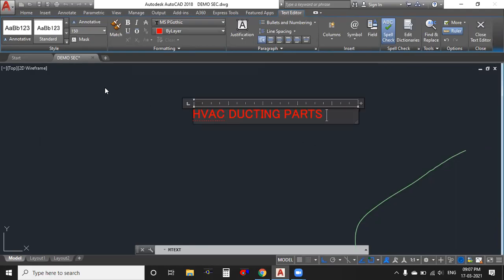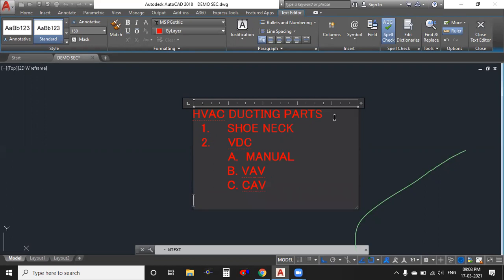HVAC ducting parts. Here we have textile, different textile we can load here. For HVAC ducting parts, first one we have shoe neck. Second one we have VCD. In this one again we have manual, VAV, CAV, and third one we have reducer.